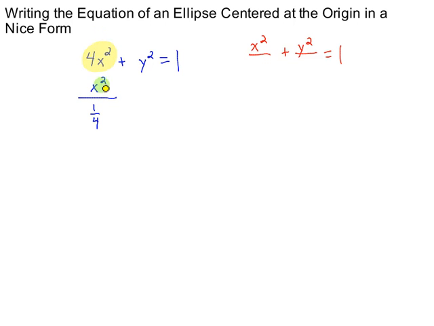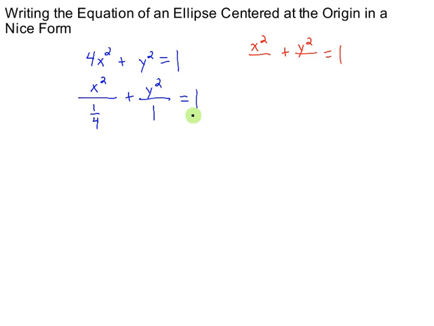So 4x squared is exactly the same thing as x squared divided by a 4th. I didn't divide both sides by a 4th or anything like that. I simply rewrote 4x squared as x squared divided by a 4th. And y squared, if I want y squared over something, well, y squared could be put over 1, and that's exactly the same thing as y squared. So those two things are equal as well.